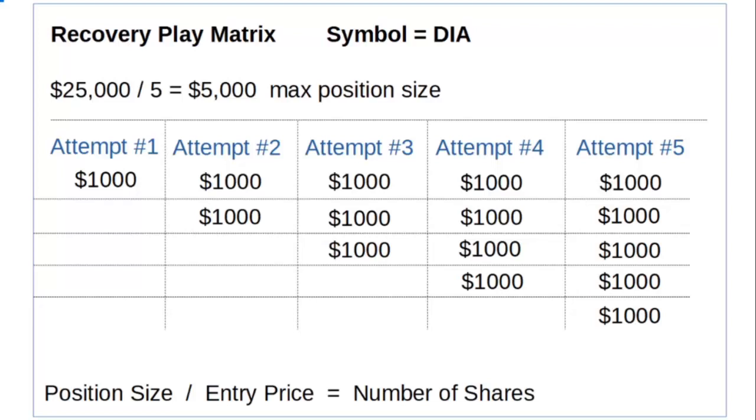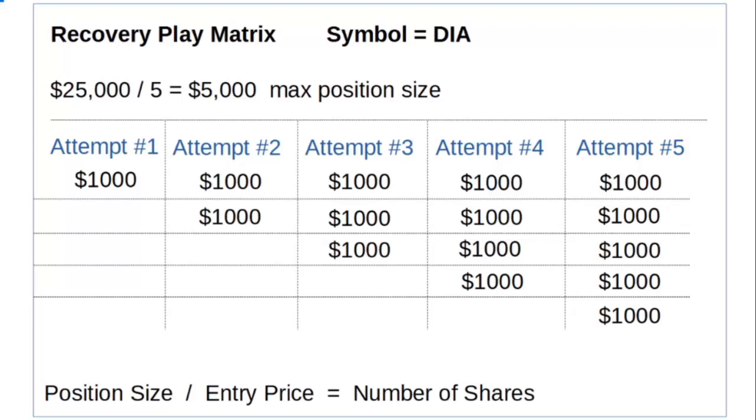If you were going to do 50,000, for each symbol it would divide out to 10K, right? So then you can see that with each attempt, you're going to increase the size. Attempt number 1, your first play in the recovery, is your smallest position. In this example, you'd take a $1,000 position. You take 1,000 divided by your entry price, and that tells you how many shares to buy, and then you can just decide where that stop's going to go, what kind of stop you want to use.